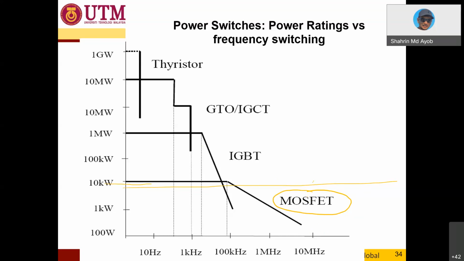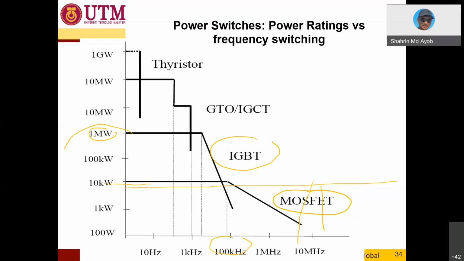And the IGBT is actually in the middle, at the middle power. You can go up to 1 megawatt, and the switching frequency may be up to 100 kilohertz. So this is the suitable application for the IGBT.